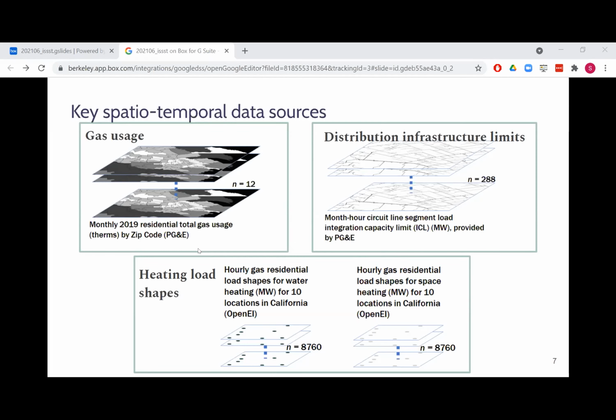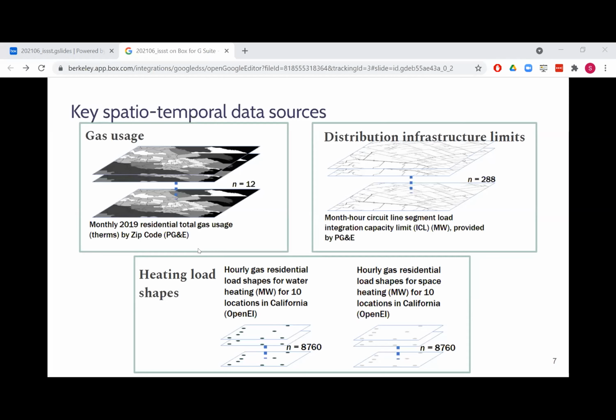Distribution circuit limits are also made public by PG&E. This is a data source that's actually intended for developers and solar installers to understand the grid limits of either installing load or generation technologies at different locations. It's provided at a month-hour temporal scale. It's intended for industry, but has been increasingly used by researchers, including researchers in my lab who've looked at the spatial limits to integrating solar. But in my case, I'm looking at the load limits specifically as modeled by PG&E.